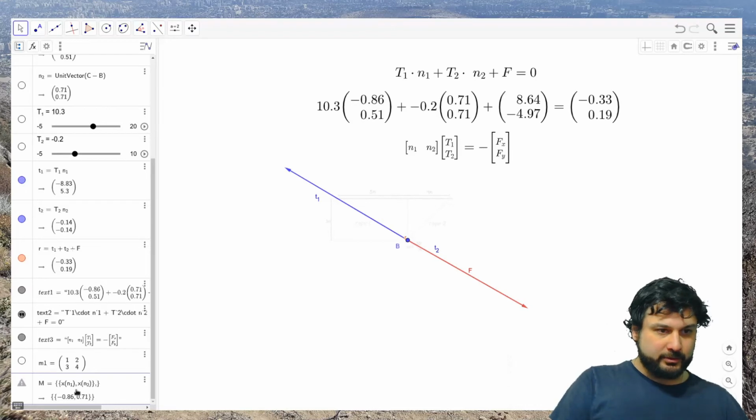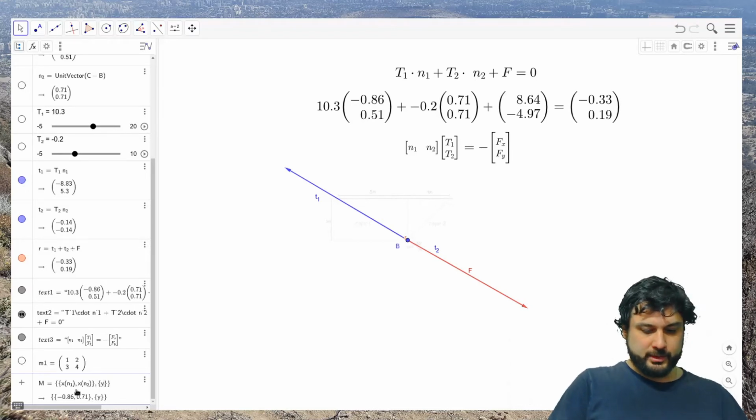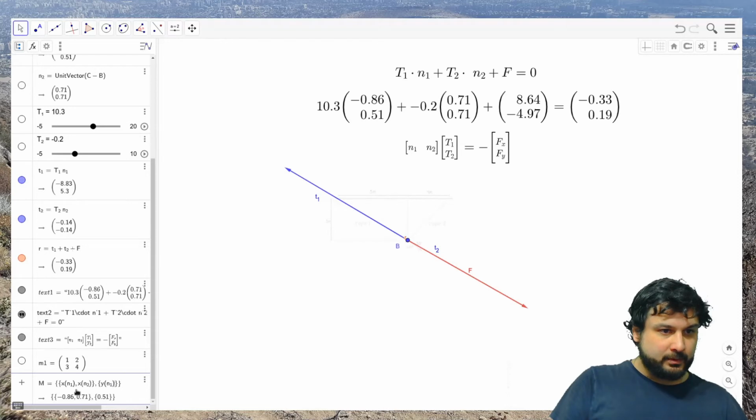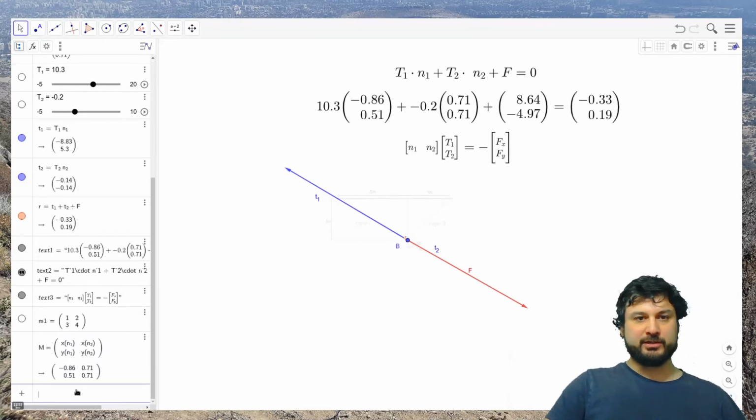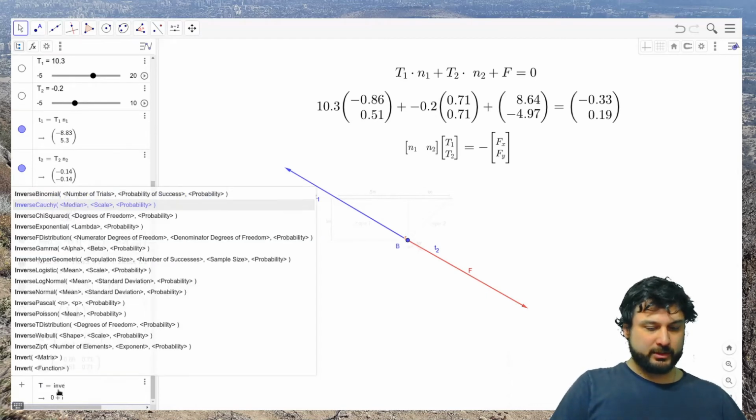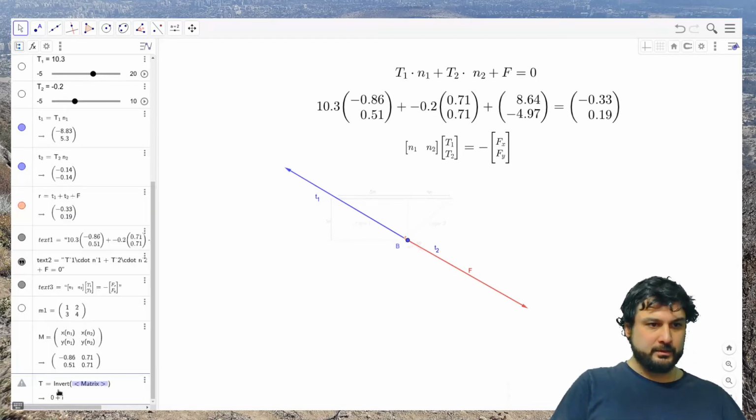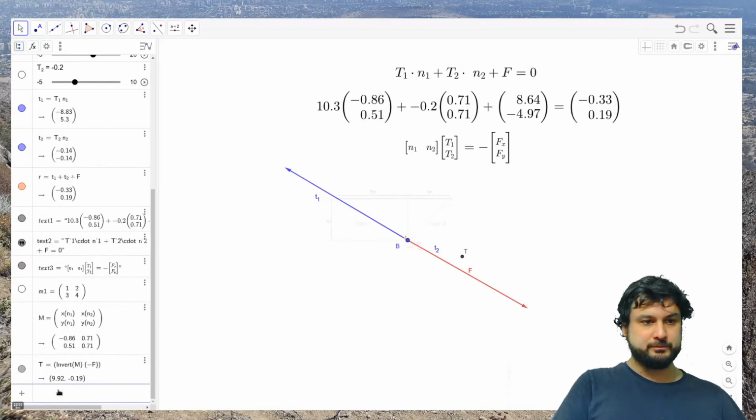And let's go to the next row. Here we go. Y component of N1. And the y component of N2. So there we go. That's our matrix M. And then I'm going to compute a vector T1 and T2. So let's call that our solution vector. T is going to be equal to the inverse. So we're going to call the invert function on the matrix M, and multiply that by the vector minus F. There we go.